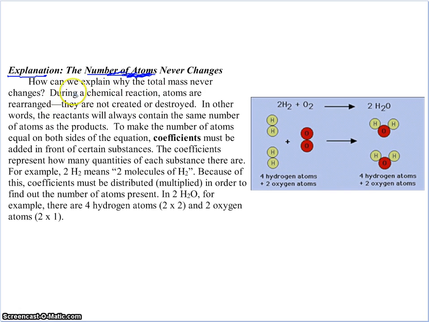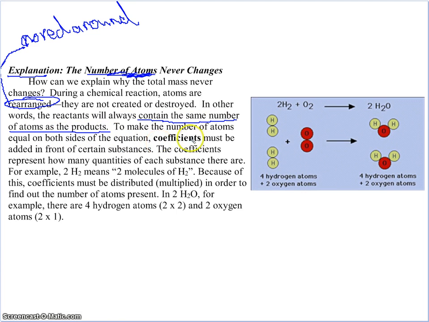During a chemical reaction, atoms are rearranged. So rearranged, I know that means moved around. I think my handwriting's gotten worse, guys. They're not created or destroyed. In other words, the reactants will always contain the same number of atoms as the products. To make the number of atoms equal on both sides of the equation, coefficients must be added in front of certain substances.